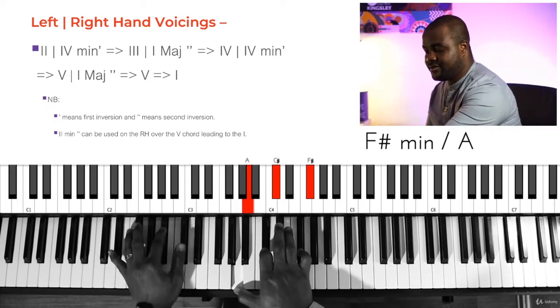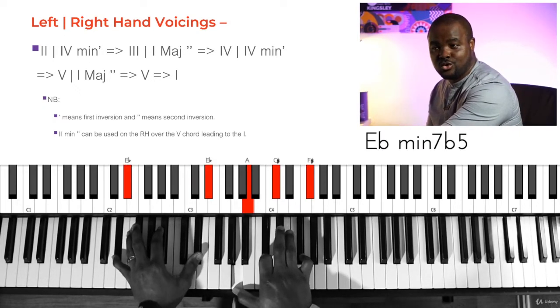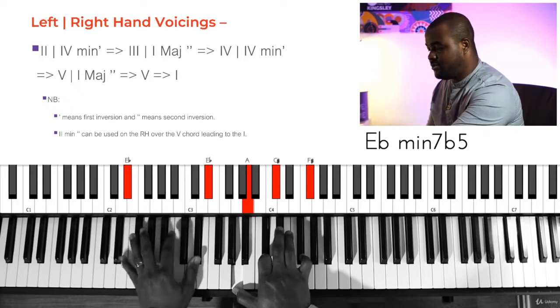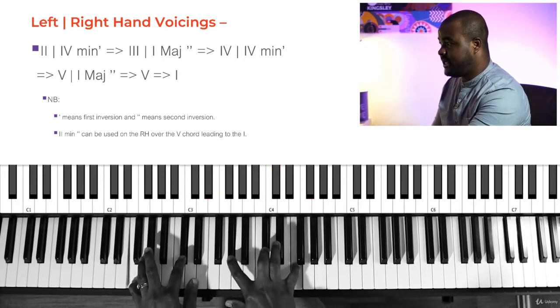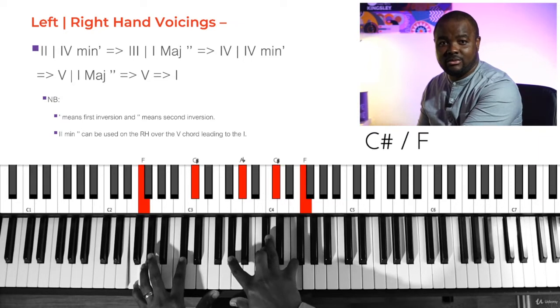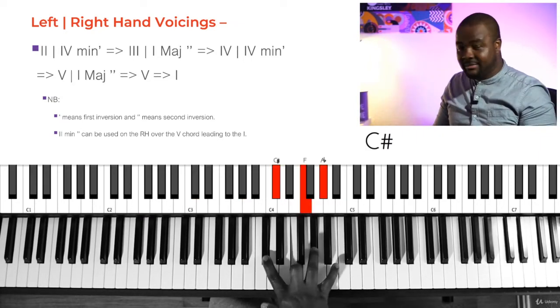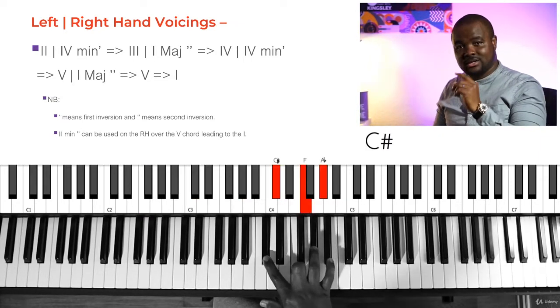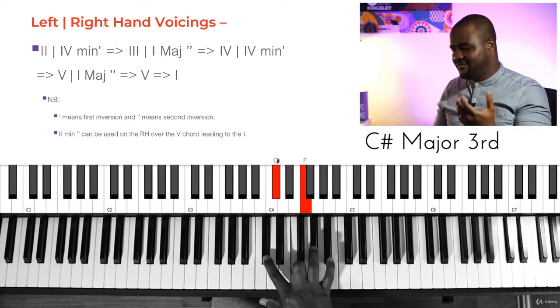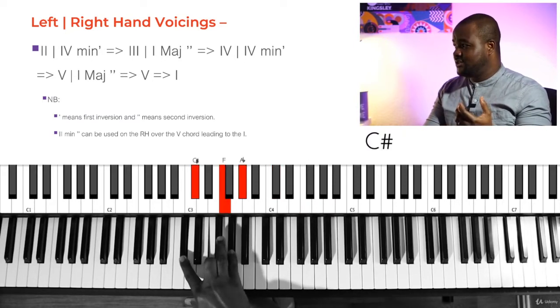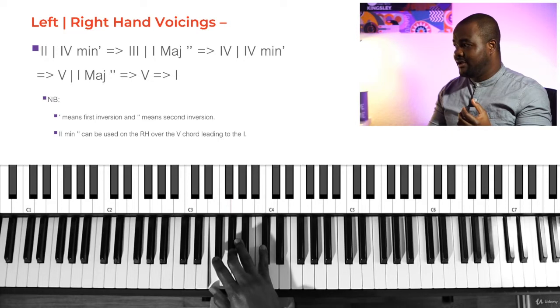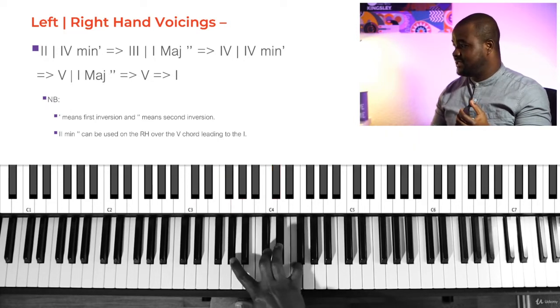You play that over your 2 chord, and then when you move to the 3, you're going to play just a regular 1 major chord, but you see double apostrophe there, so that means the second inversion. So that's the root position of your 1 chord, first inversion, second inversion.